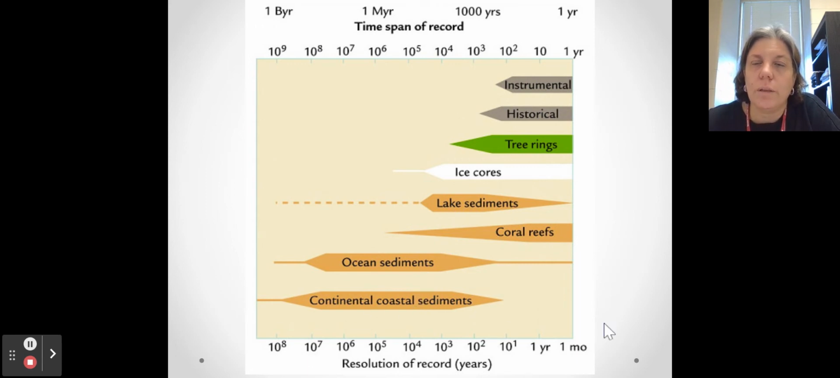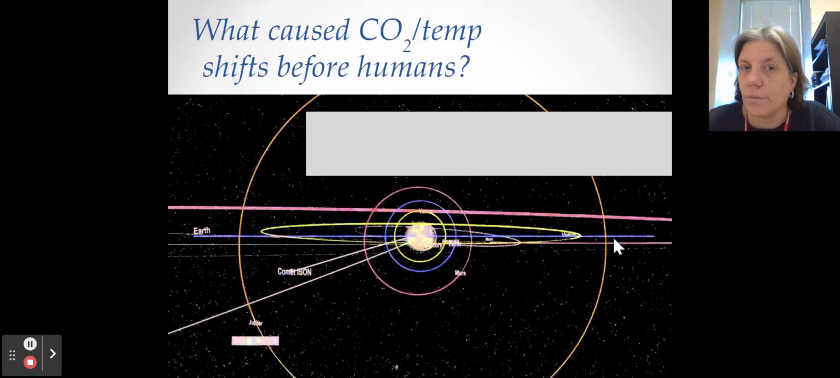So this shows you how many years we have of records for all of these different pieces of data. And so what we can do is look at what happened in the past by measuring certain things from all of this data that can give us a clue as to what went on before we were here to record it, which is kind of interesting because then we know what we're looking at for the future.